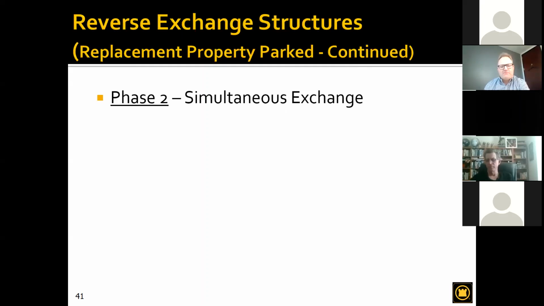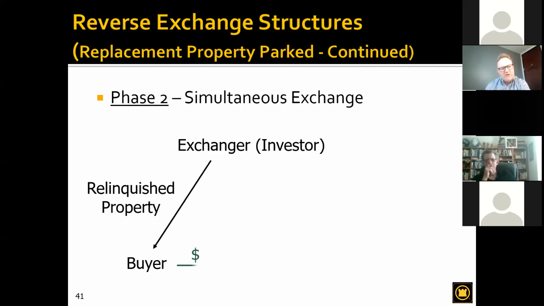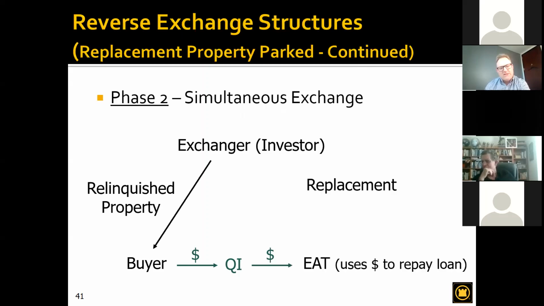So, getting back to the relinquished property park transaction. So now the EAT is on title. Again, same identification rules apply. Once the EAT goes on title, the investor has 45 days to identify the relinquished property or properties that they're going to try and sell. And once that property sells, the cash goes to the QI. It in turn repays the EAT, which either reimburses the investor for the cash that they brought in, or pays off or pays down the loan that they got to acquire the property.